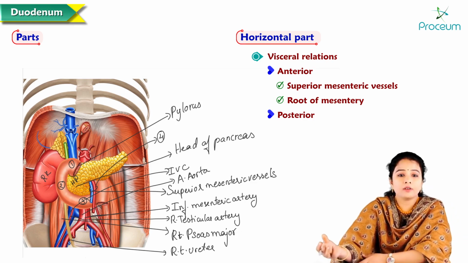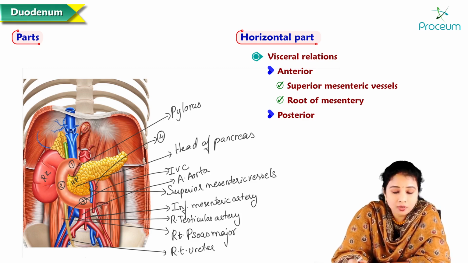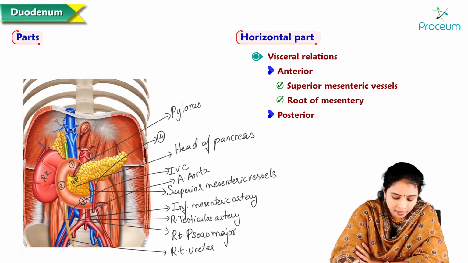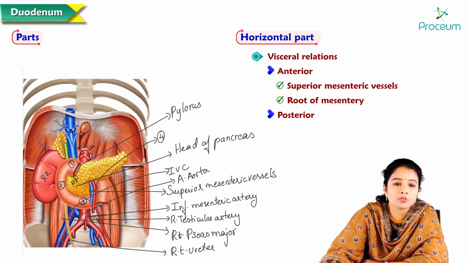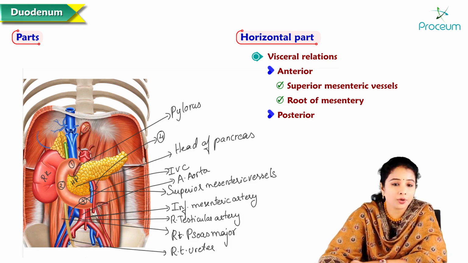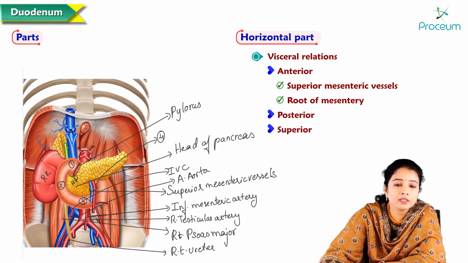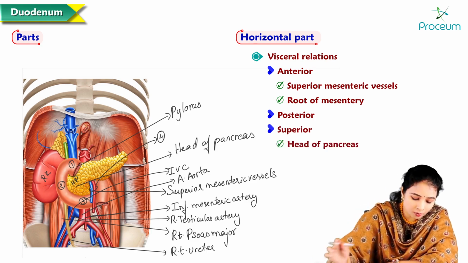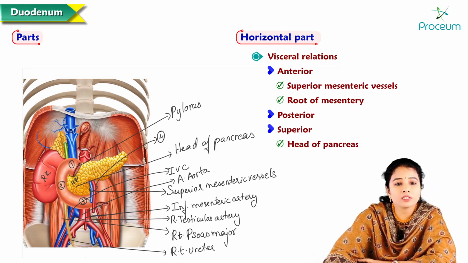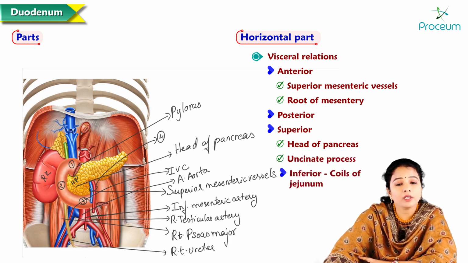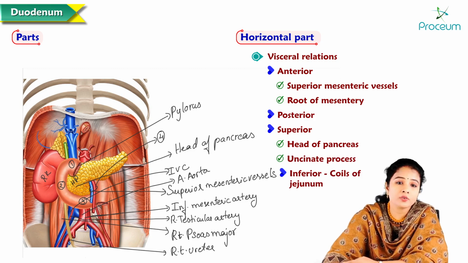So right gonadal vessels: in females, the right ovarian artery is related, whereas in males, the right testicular artery is related to the posterior side of the third part of the duodenum. Superiorly, the third part is related to the head of pancreas. We can see very well the head of pancreas along with its uncinate process. And inferiorly, it is related to the coils of small intestine, that is the coils of jejunum.